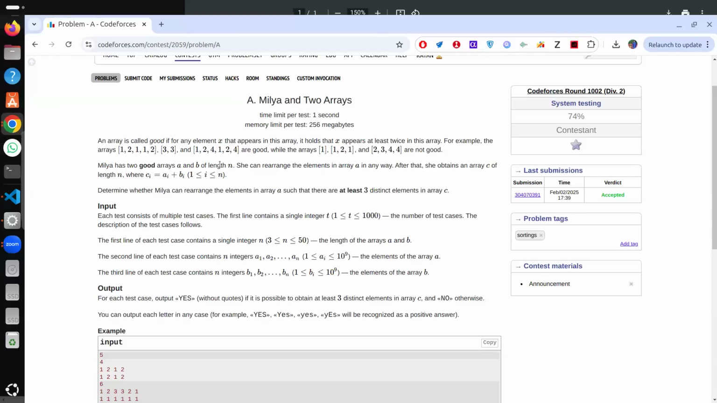For example, the arrays 1 1, 1 1 2 2, 1 1 1 2 2 are good, and 1 1 3 3 is good, because all the elements that occur appear at least twice. Like here, 1 appears 3 times, 2 appears 2 times, etc. While these arrays are not good because in this 1 appears only 1 time, 2 appears only 1 time, and in this 2 and 3 appear only 1 time.